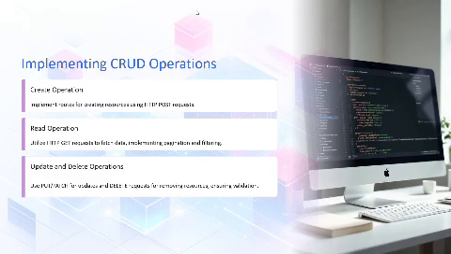Now let us know how to implement CRUD operations. In create, we use a POST request to add new data. When it comes to read, we use a GET request to fetch data, maybe with filters. In update, we use a PUT or PATCH request to modify the data. And in delete, we use a DELETE request to remove the data. Always make sure to validate your inputs and handle errors properly, to keep your APIs professional and readable.